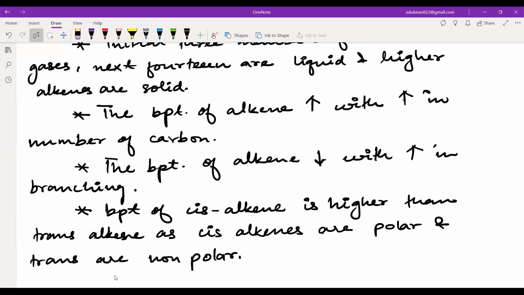We will show an example of butene, specifically. In cis and trans butene, we will show how the polarity is different in the alkene that is cis and the alkene that is trans.